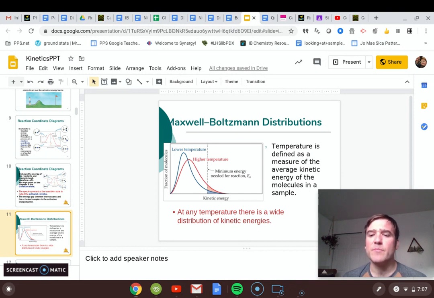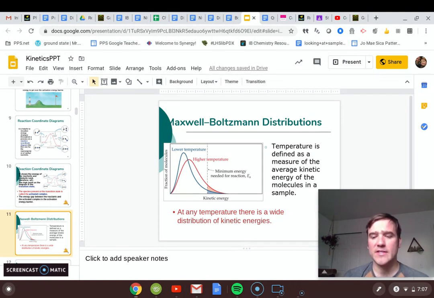With any kind of distribution graph, it's important to remember that it's a statistical analysis of a certain proportion of molecules. It's how many molecules have a certain amount of kinetic energy out of the entire sample. So when we're looking at this particular graph here, you're looking at two different curves. It's the same sample of particles that could be reacting with each other, and one of them's at a higher temperature and one of them's at a lower temperature.